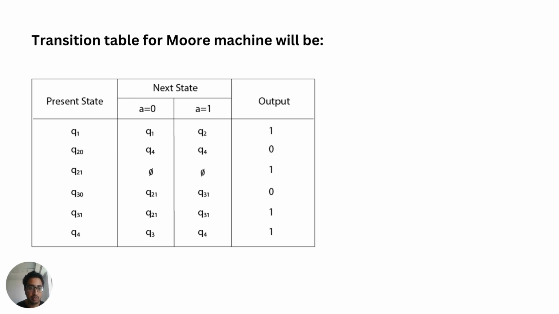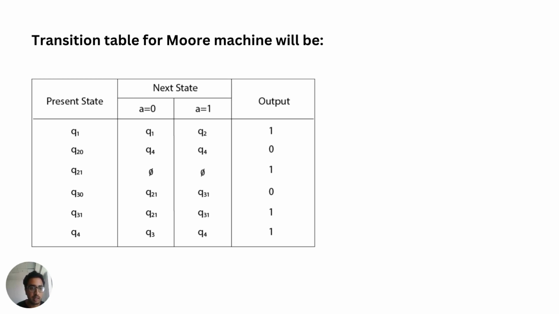We can similarly check the others. If we take input A equal to 0 in Q20 state, then it will go to Q4. And if we take input A equal to 1 in Q20 state, it will go to Q4 and its output will be 0. Similarly, if we take A equal to 0 input in Q21 state, then it will not go to any state. If something is not going to any state, then we can define it by phi. But it doesn't mean that it doesn't have output. It may have output. So we can see here that it has output 1.